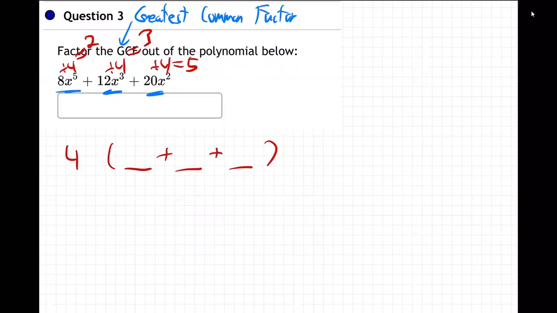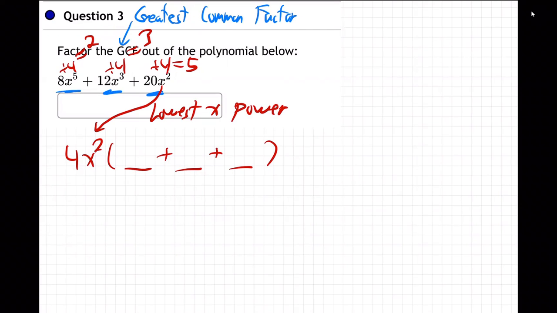Now, what about the letter part? We have x's. What power on x should we put in the front? Remember, it's always the lowest. So we just grab this lowest one. Lowest x power, right? Because that's the greatest amount they share in common. They all have x squared or more. They don't all have x to the 3rd power or more, do they? The greatest amount they share in common is the lowest power. They all have x squared or more.